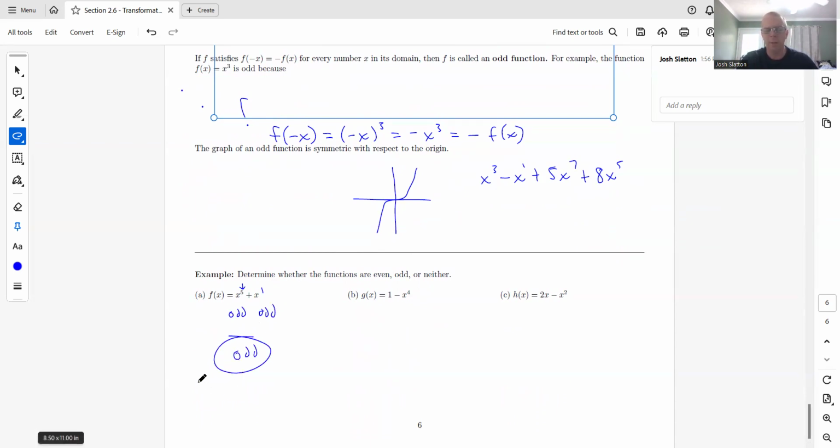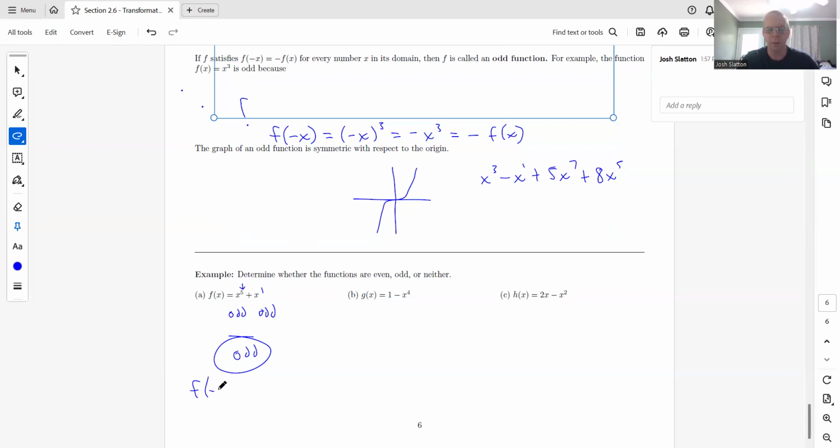Now, we could prove this, and if you take a calculus class, we'll get into other types of functions, maybe trig functions, or exponential, well, other types of functions where you have to decide if they're even or odd. And it may not be as simple as just looking at the exponents. With polynomials, it is that simple.